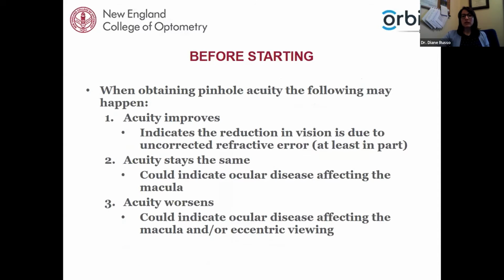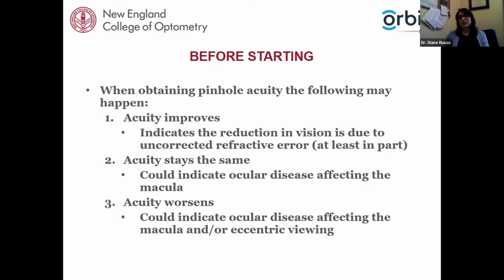And so what are some of the outcomes of the pinhole acuity? So the first is the acuity could improve. Again, this is giving you a sense of what the best corrected visual acuity could be. So if the pinhole acuity improves, then you know that there's at least some portion of the reduction in vision that is attributed to uncorrected refractive error. So that their vision should improve to around what that pinhole acuity was just by giving a spectacle correction.